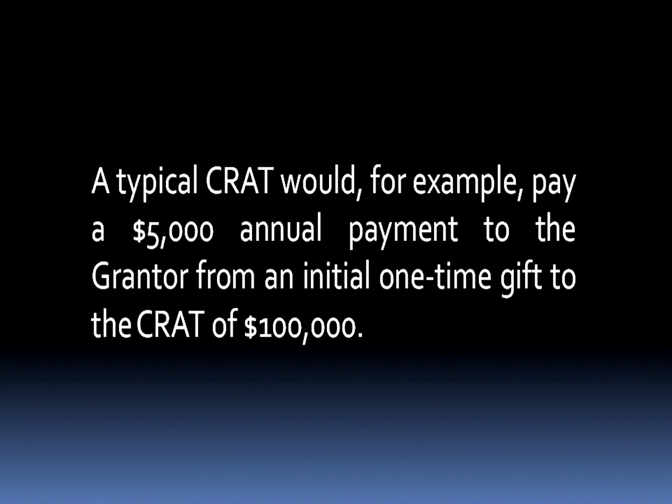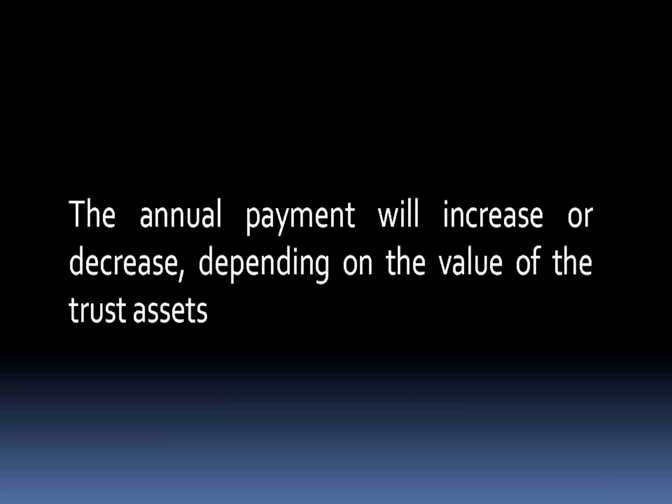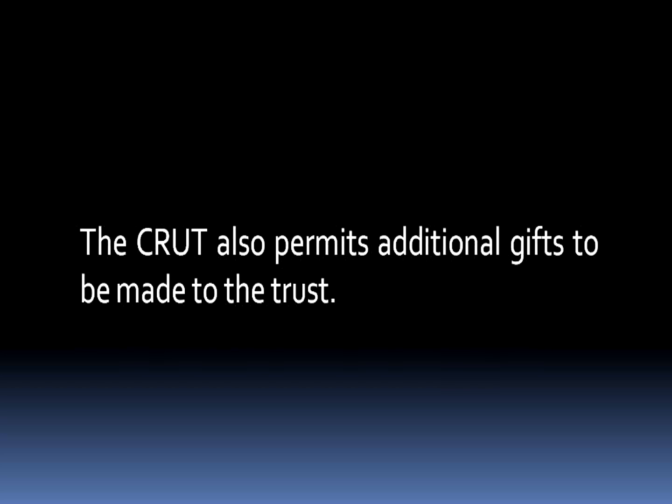from an initial one-time gift to the CRAT of $100,000. A CRUT has the same requirements as a CRAT, except that the annual payment is a fixed percentage that must be reset each year upon the reevaluation of the trust property. The annual payment will increase or decrease depending on the value of the trust assets. A limited exception to this rule is that the grantor may take the lesser of the trust income, or 5% of the trust assets. The CRUT also permits additional gifts to be made to the trust.